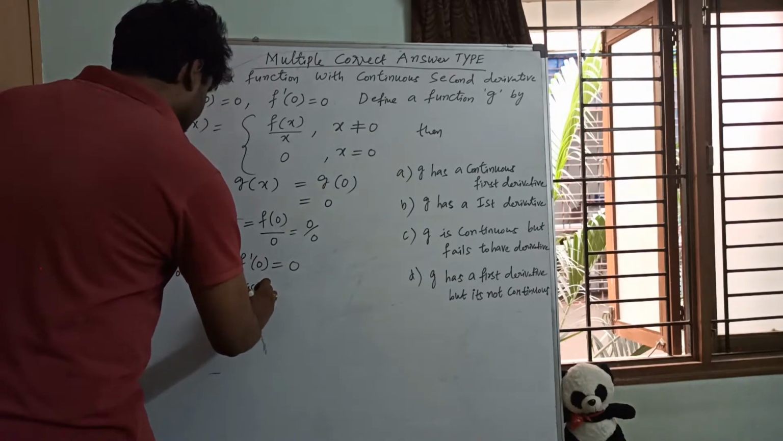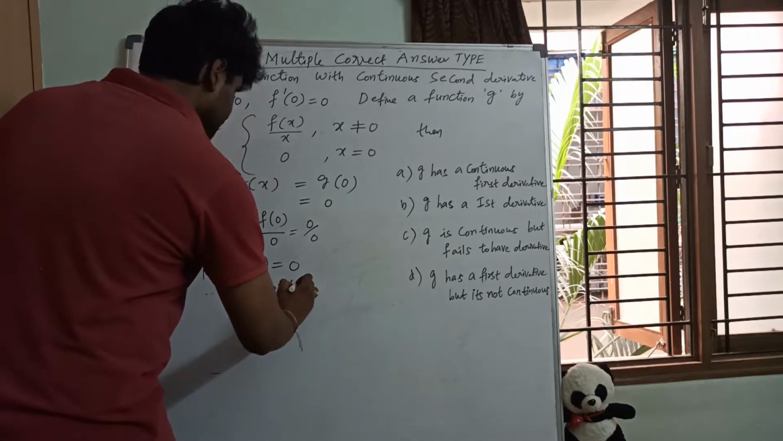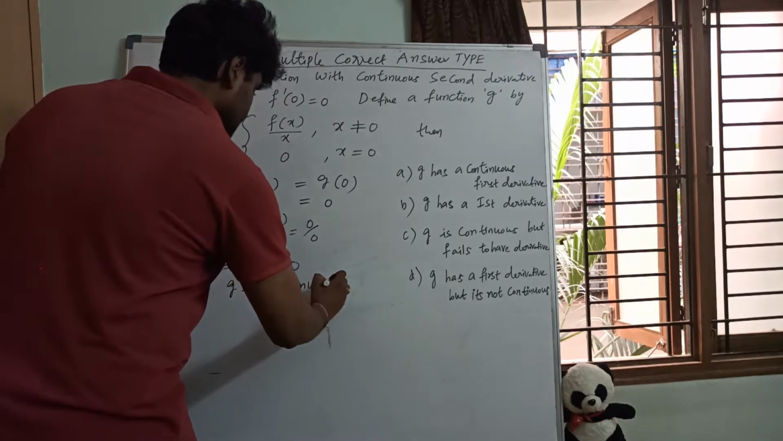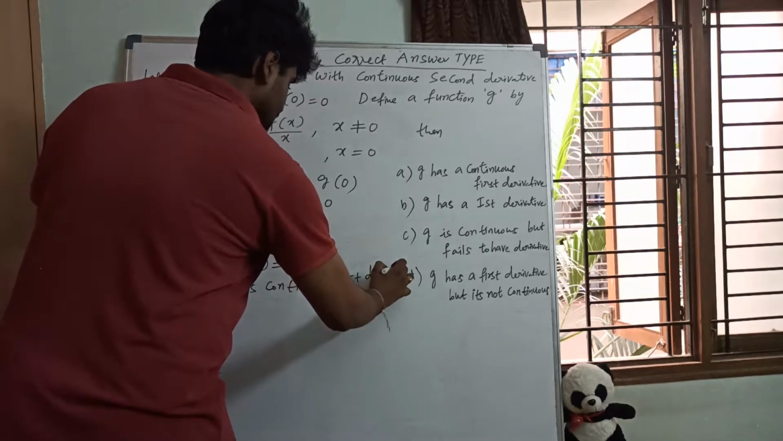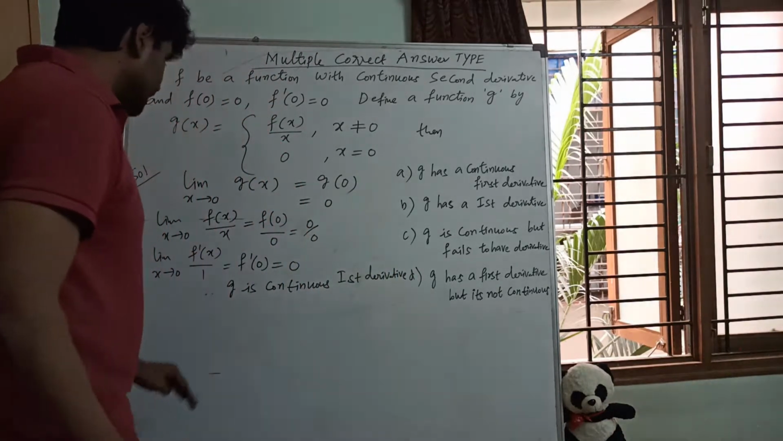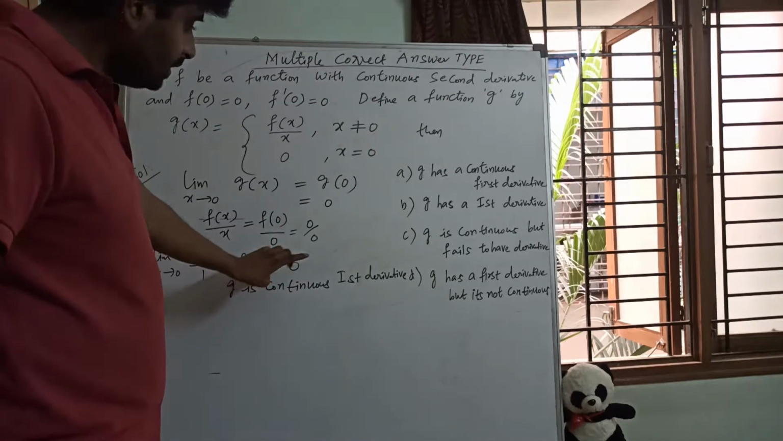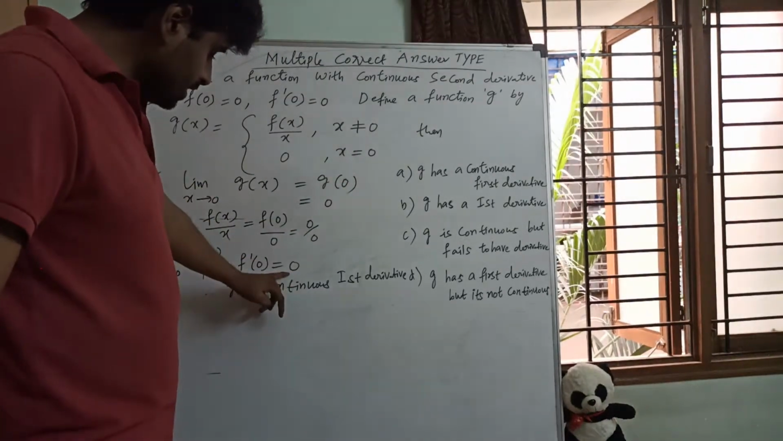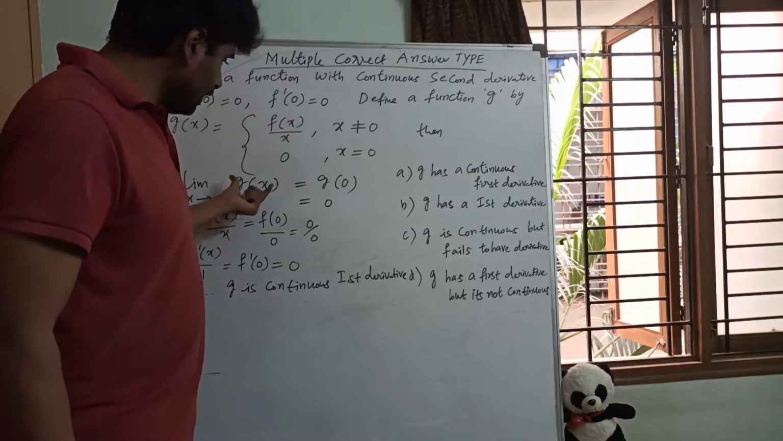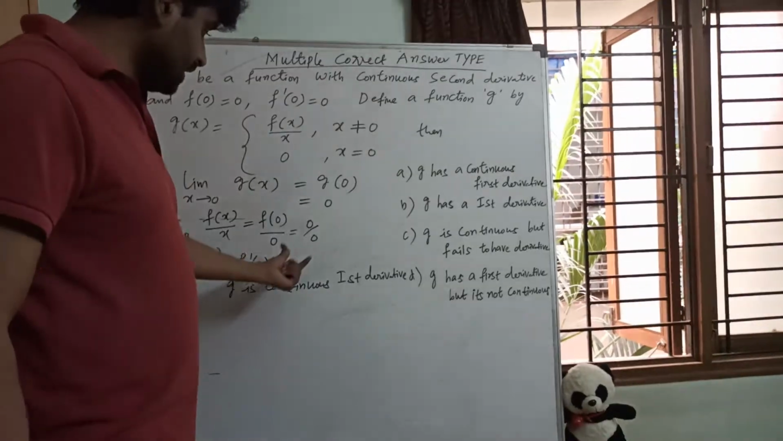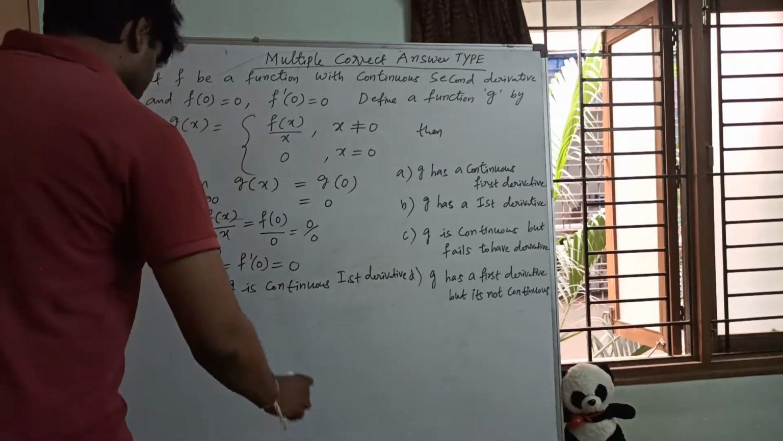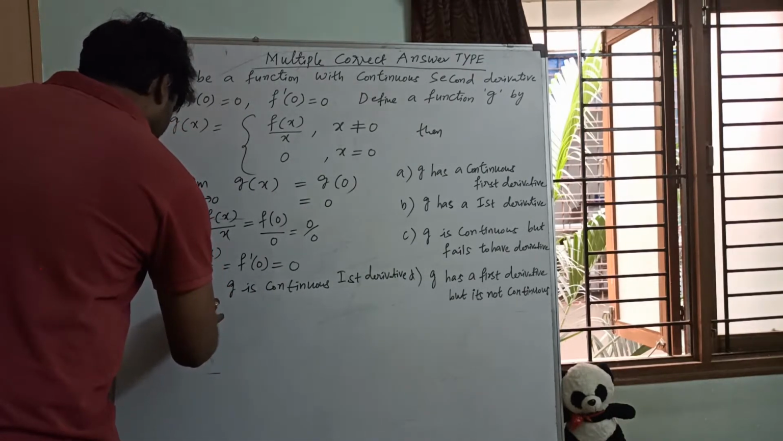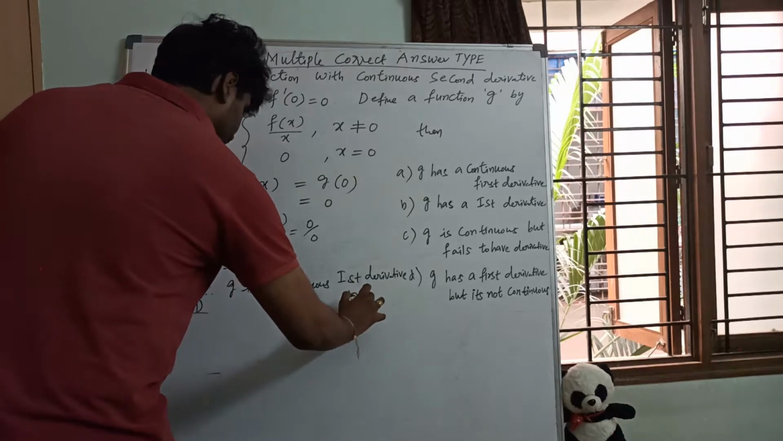g is continuous first derivative. Continuous first derivative. Clear? After differentiating once, we got the value 0 here. So limiting value equals functional value, satisfied. So it is continuous. Now we'll check for differentiability. LHD, RHD, we will check now.